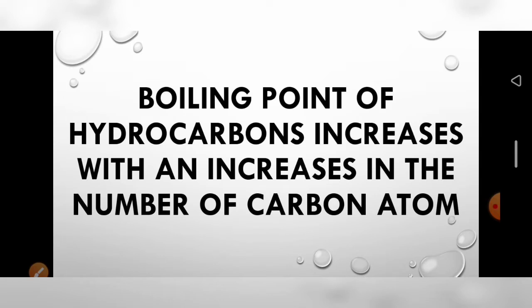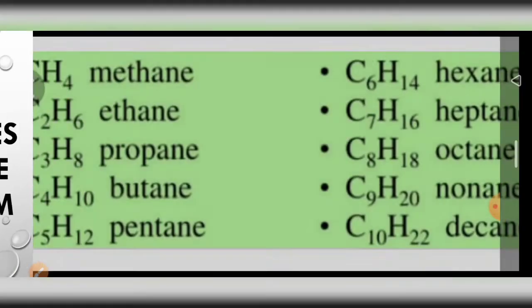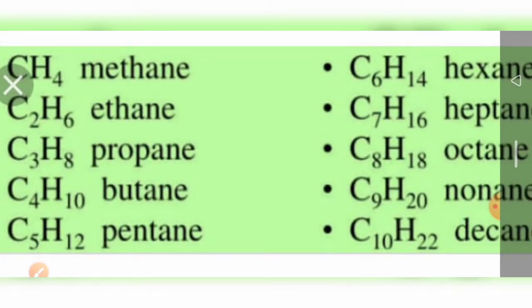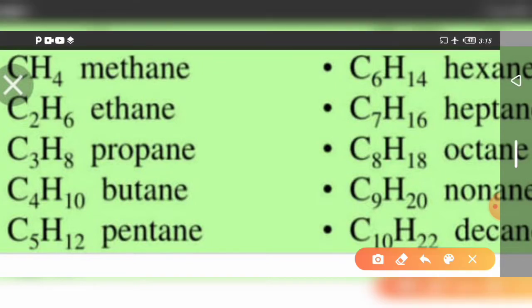Next, the boiling point of hydrocarbons increases with an increase in the number of carbon atoms. What is that increase of carbon atoms? That is CH4. The next alkane is C2H6. Like that the carbon will increase, and from that increase in carbon, the boiling point also increases gradually. See here, you know very well methane, CH4, and next C2H6.